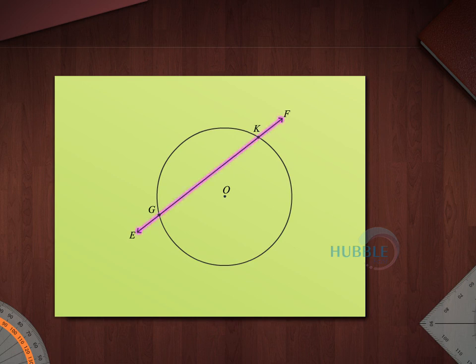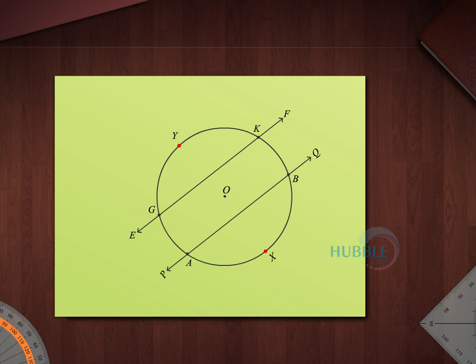Here, line EF intersects the circle at 2 distinct points, G and K. Thus, line EF is a secant of the circle. Let's draw another secant PQ that is parallel to secant EF and intersects the circle at points A and B. Point X and point Y lie on the circle.